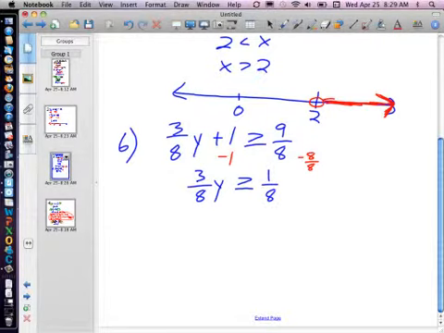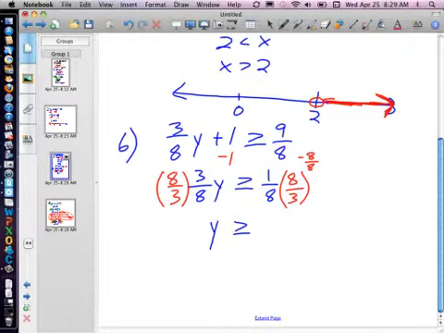Now we're going to divide by 3/8, which is the same as multiplying by 8/3, if you remember that. I hope you do. That crosses out the 3's and the 8's on the left side, leaving us on the right side with, again, these 8's go away, and it looks like we have 1/3. So y is greater than or equal to 1/3.